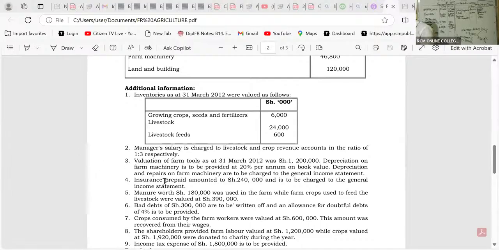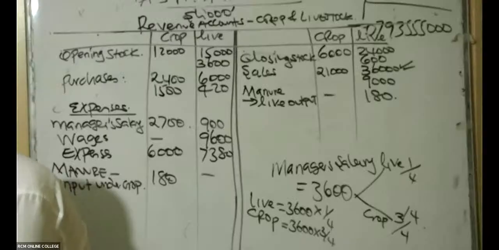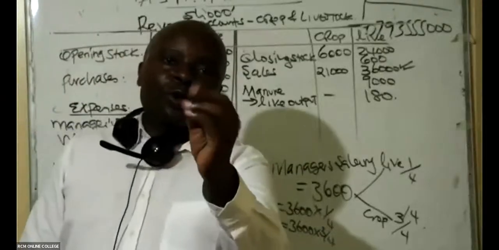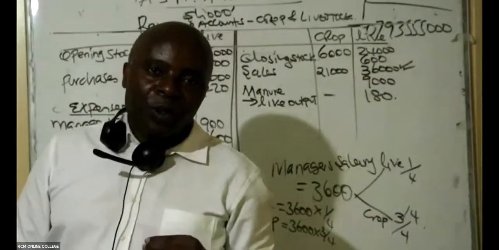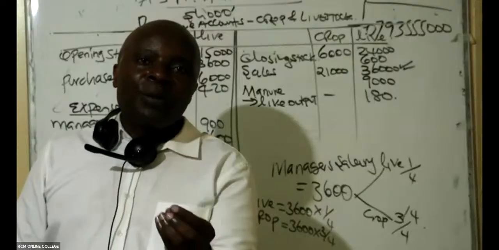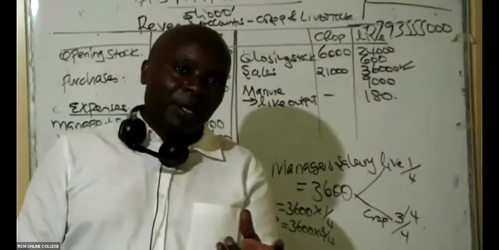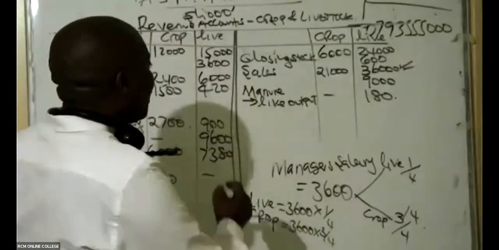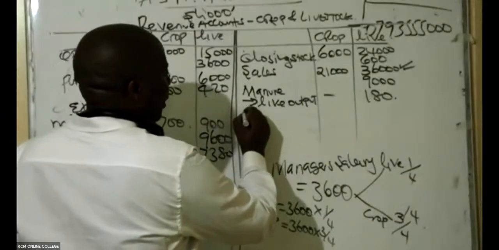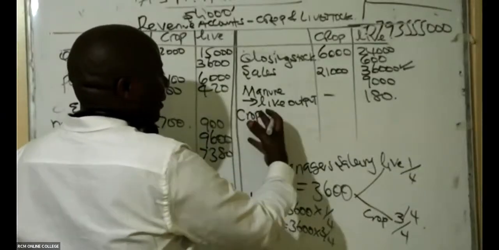And then these cows also never left us like that. I mean, they had to eat some crops. Right? Crops used to feed the livestock were valued at 390. So in this case here, we got some crops which we took to these cows. So this time round, this will be an output of crop. So in this case here, we have, ladies and gentlemen, crops consumed by livestock. So here, we are selling them as an output.